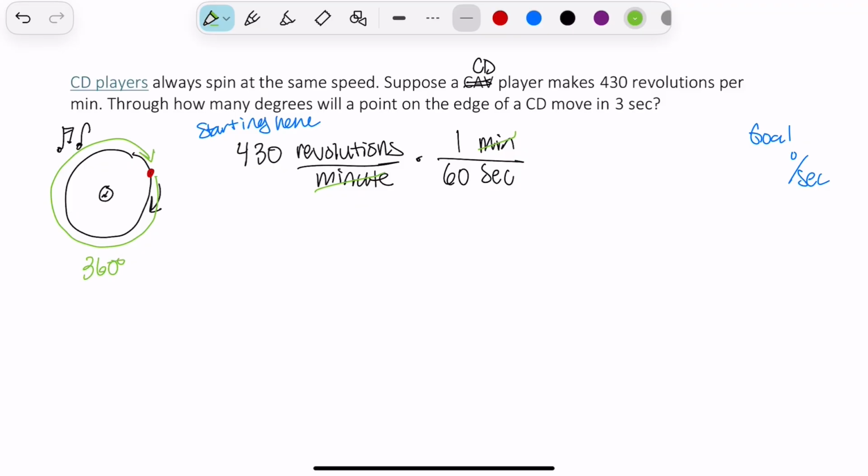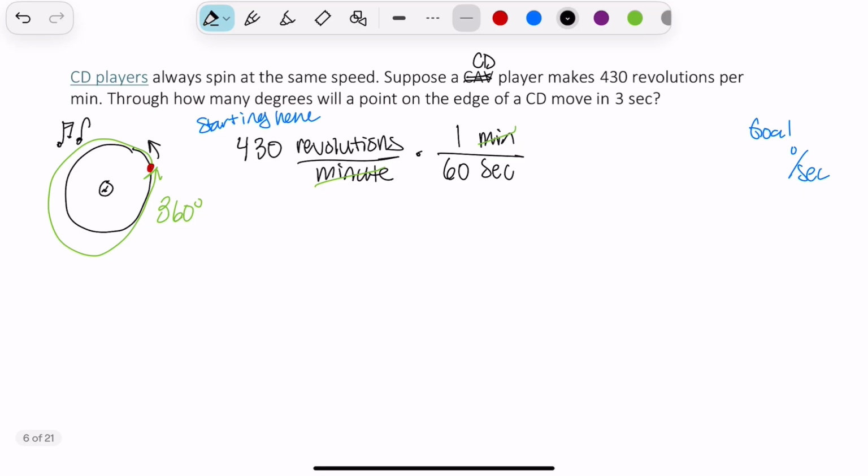And I know I'm going clockwise. I should be going clockwise, but I sketched this clockwise instead of counterclockwise. So let me fix that. So this full revolution is 360 degrees. And this sketch here, clockwise, counterclockwise, it's a product of the fact that I don't remember which direction CD players spin, and it's been so long since I've used one.